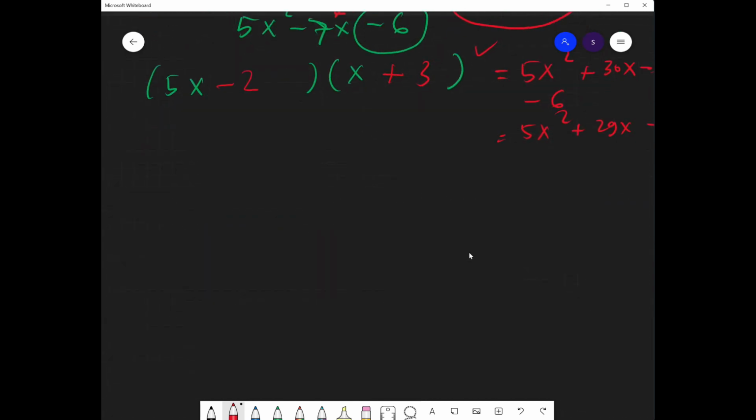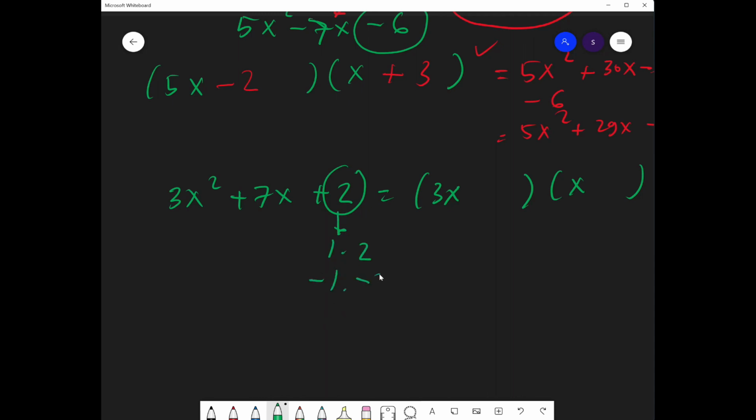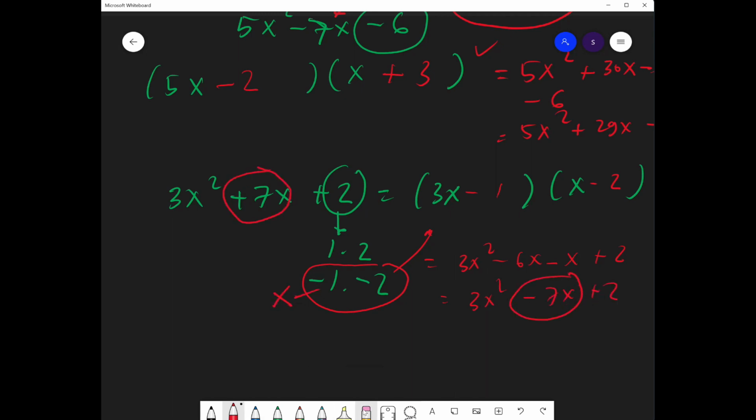Let's have a look at another example. Suppose we have 3x squared plus 7x plus 2. Then we separate the 3x times x. Then factorize 2. We got 1 times 2 and minus 1 times minus 2. Let's check this in our factorization bracket. The 3x squared plus 6x plus x plus 2 equals 3x squared plus 7x plus 2. So the proper answer should be 3x plus 1 times x plus 2.